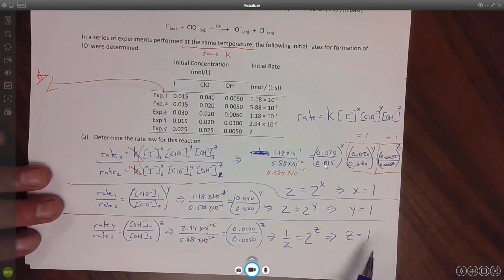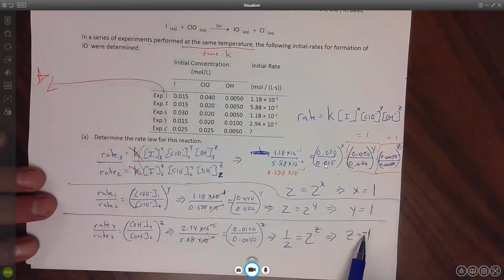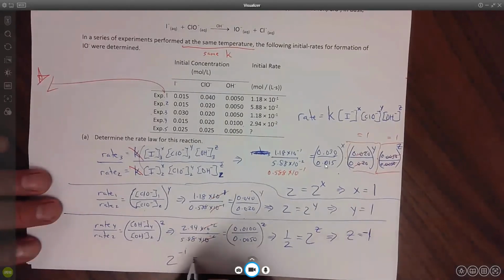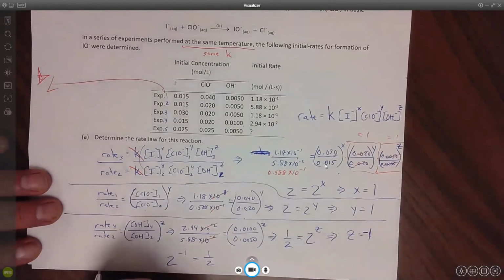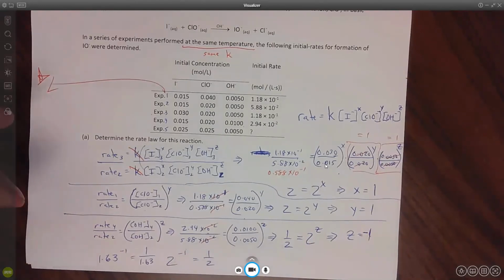Yeah, I understand that. So this is -1, right? Remember what negative means. It means basically that we just take the inverse, right? If I have 2 to the -1, that simply means I have 1 over 2. If I have 1.63 to the -1, that just means I have 1 over 1.63. So don't be afraid of the negatives. That's all they mean, you're just taking the inverse of it.